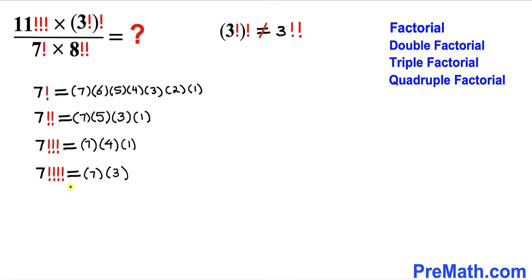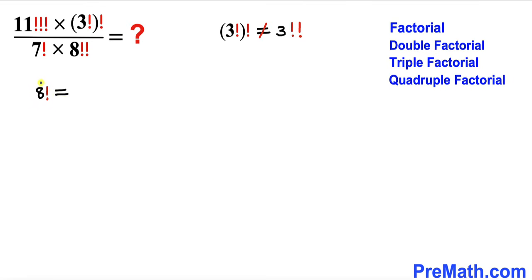And likewise, we can take care of higher level factorials. If we multiply all these numbers, our 7 factorial is going to be 5040. 7 double factorial is going to be 105. 7 triple factorial is going to be 28, because 7 times 4 times 1 is 28. And finally, 7 quadruple factorial is going to be 21. And now let me give you one more example.